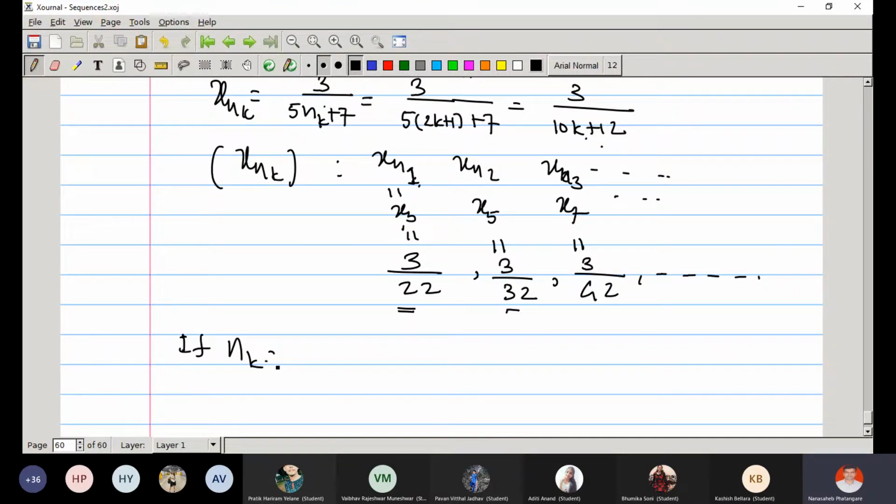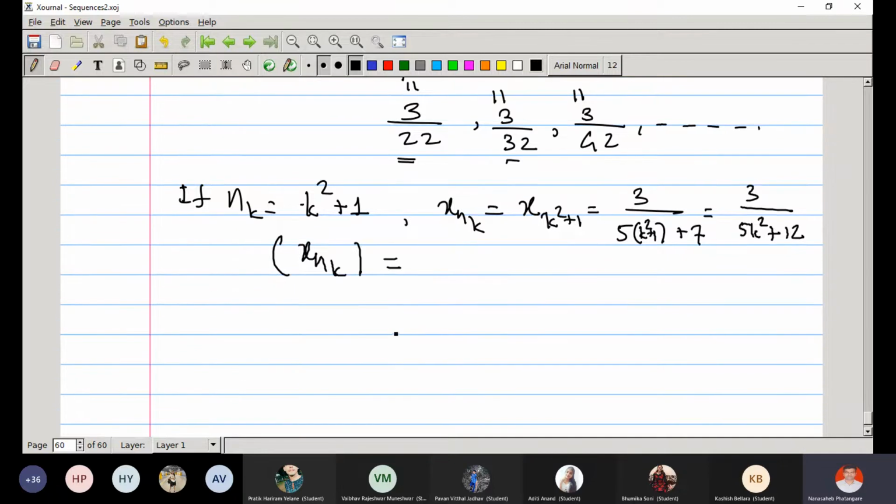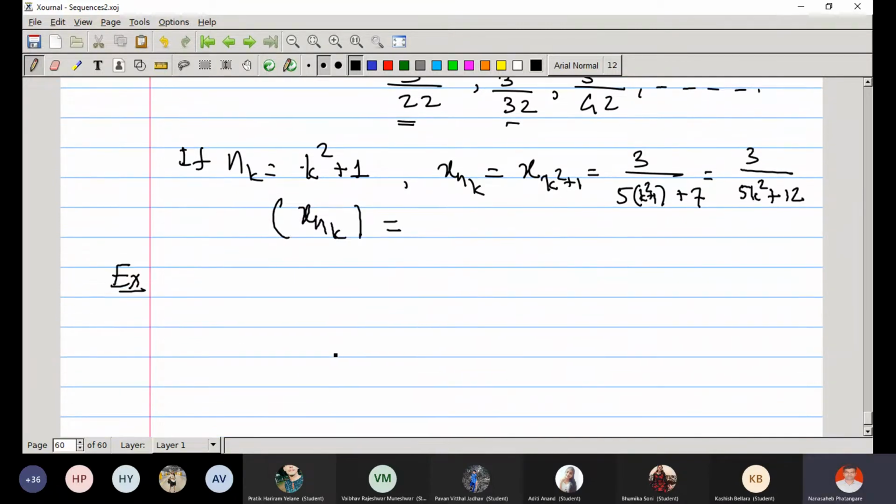Now, if nk is equal to k square plus 1, then what is xnk? It is x of k square plus 1. But xn is 3 upon 5 times n plus 7, and n is k square plus 1. So ultimately it is 3 upon 5k square plus 12. In this way, you can now calculate xnk, the terms of the subsequence. So you see why I'm doing this again and again, because you need to understand the relation between the terms of a subsequence and the same terms of the original sequence. We are deleting some terms, and therefore due to deletion the terms get shifted to the left, their position is reduced.